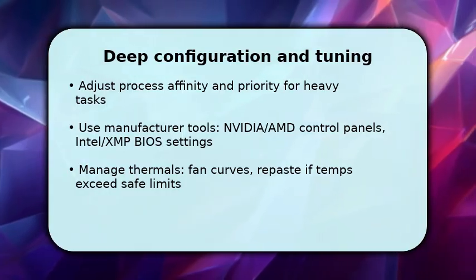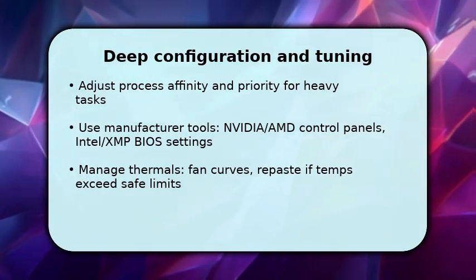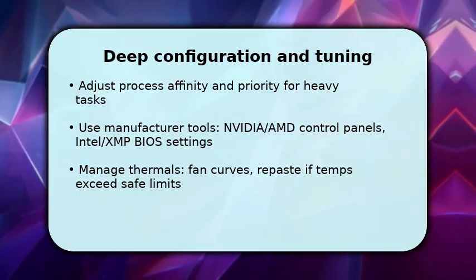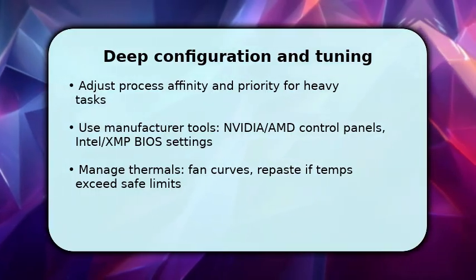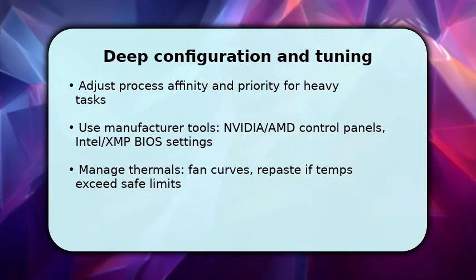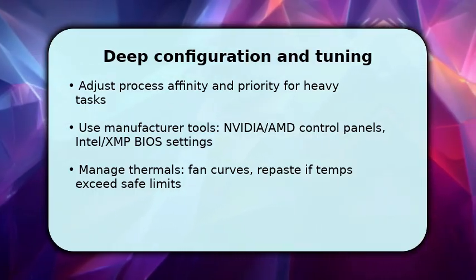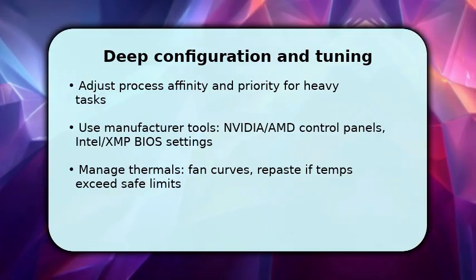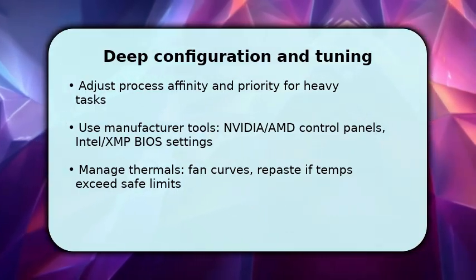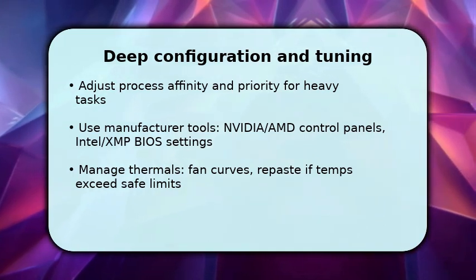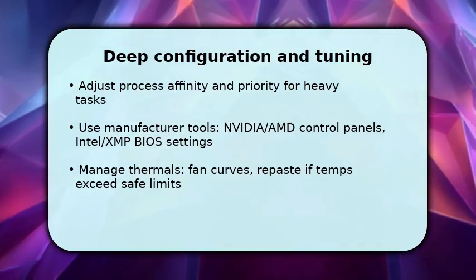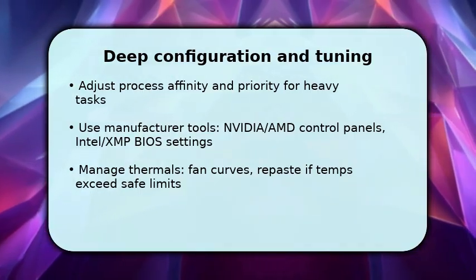Make sure not to starve essential services. Then open GPU control panels and BIOS settings to verify power limits, clock profiles, and XMP memory. Apply conservative tweaks, not extremes. Also manage thermals. Set aggressive fan curves, clean dust, and consider reapplying thermal paste if temperatures remain high, because heat directly forces frequency reduction. You finish by validating every change.